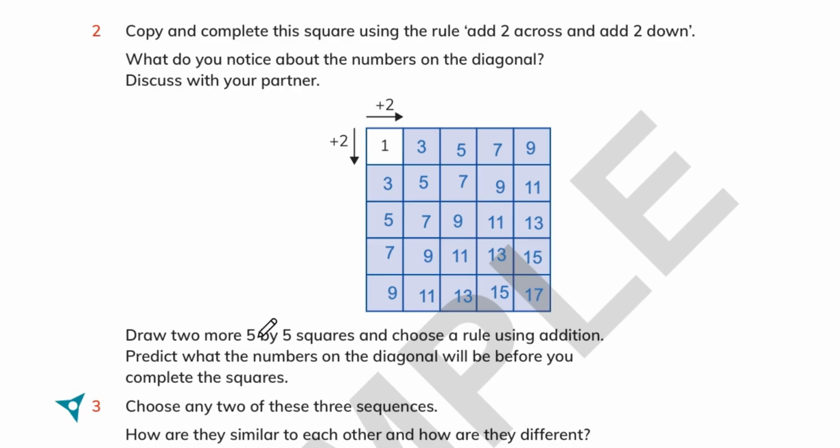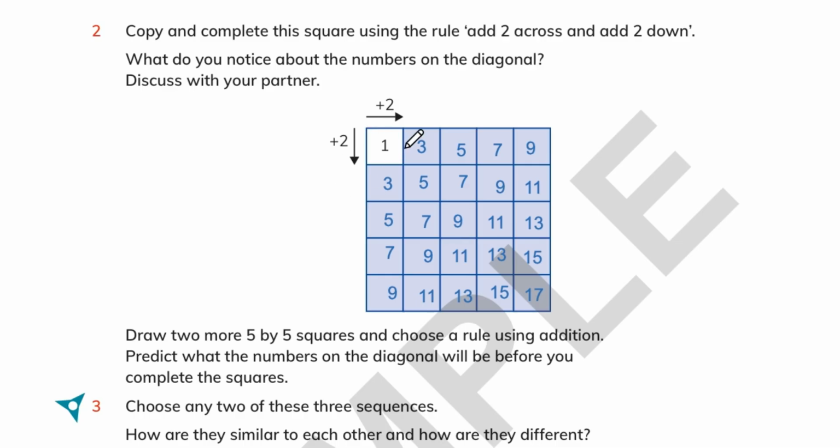Draw two more 5 by 5 squares and choose a rule using addition. Predict what the numbers on the diagonal will be before you complete the square. So this is what you have to do. You can choose any rule, like add 3 across and 3 down, or add 4 across and 4 down.